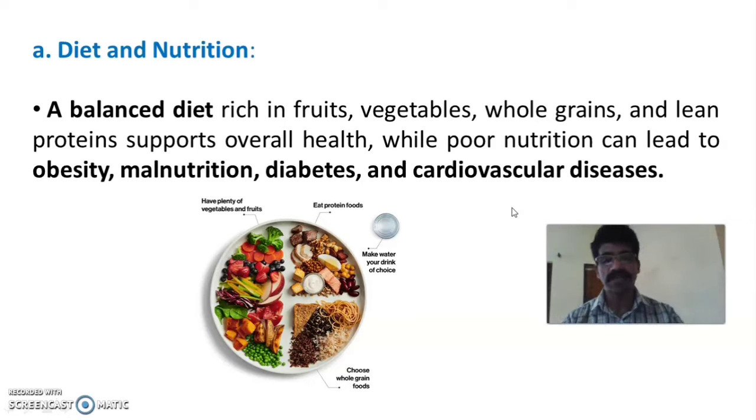So how he prefers the diet, the daily diet. If he consumes a balanced diet rich in fruits, vegetables, grains and proteins, of course that promotes health and well-being. Or if there is a lack of nutrition in his daily living, or if he consumes more diet, that may lead to obesity, malnutrition, diabetes mellitus, metabolic disorders and even cardiovascular diseases.